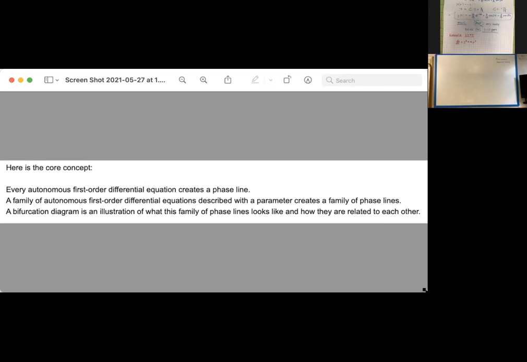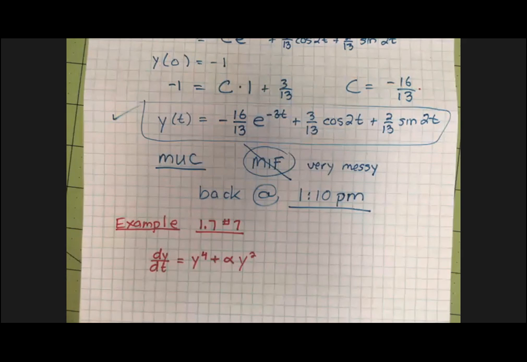Well, then what is a bifurcation diagram? A bifurcation diagram is an illustration of what this family of phase lines looks like and how they are related to each other. So it's something like a family portrait, right? These are all the people in the family. There's Uncle Dave, there's Aunt Jane. So this little tidbit at least makes it into the recording if I didn't write it on the notes. So I go back to the paper. Excuse me.